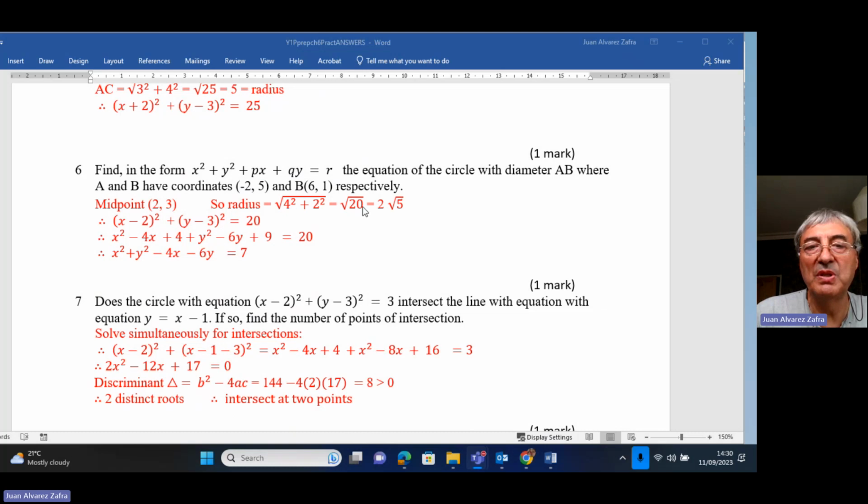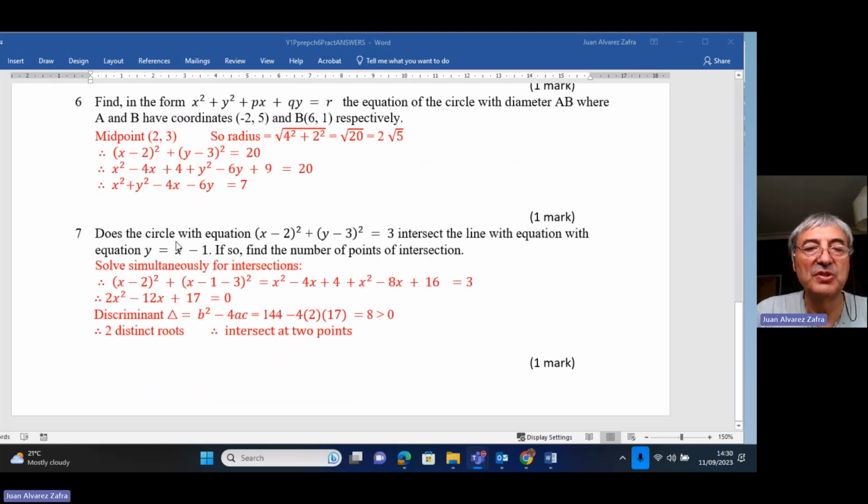And then the radius will be the distance between the center of the circle, which is the midpoint of the diameter, and any one of these 2 points. So for example, the distance from (-2, 5) to (2, 3) is 4 for the x distance and 2 for the y distance. And so by Pythagoras, that distance will be root 20. And so the equation of the circle will be (x - 2)² + (y - 3)² = 20. And then multiplying that out, we can get into the form required in the question.